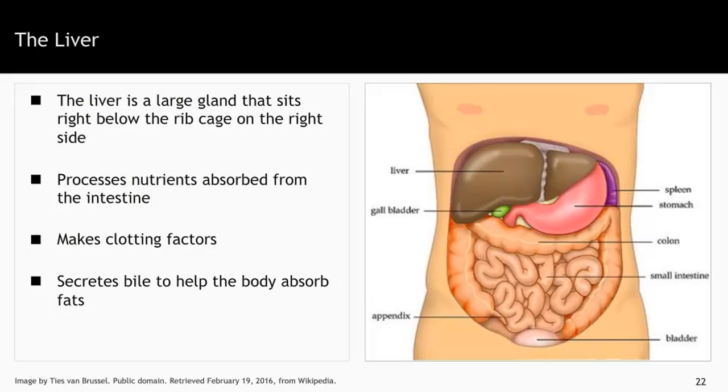Let's move on to liver cancer. The liver is a large gland that sits right below the rib cage on the right side. It is a very important organ in the body, one that you cannot live without. It processes nutrients absorbed from the intestine. It makes blood clotting factors, and it secretes bile to help the body absorb fats.